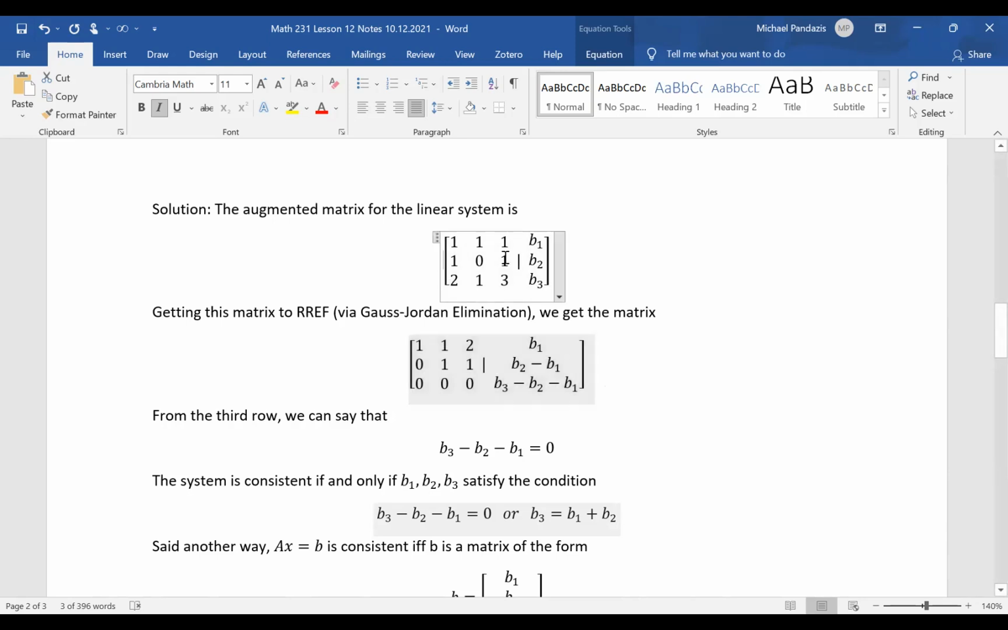So the steps to get this to reduced echelon form: the first step would be adding -1 times the first row to the second, so that this entry would be a 0. And then that would result in this entry being B2 minus B1. And then you would just keep doing that, and at the end you would have all this. A good exercise would be to do this yourself, getting this to reduced echelon form and seeing how you get that. Okay, I'll try and do that after.